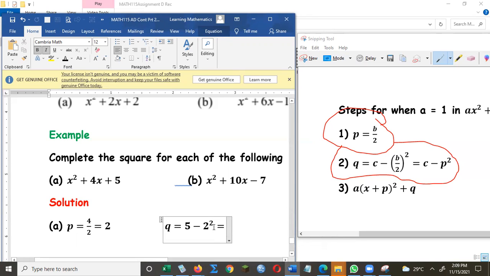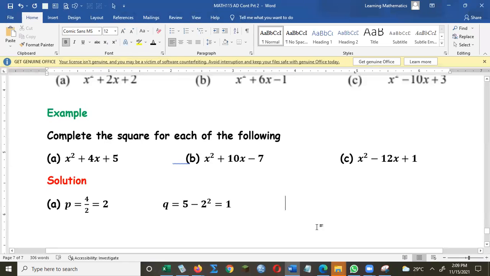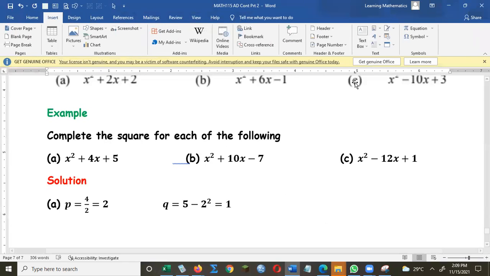So 5 minus 2 squared. 5 minus 2 squared is 1, because 2 squared is 4. So the value of P is 2 and the value of Q is 1. So what is my answer? What's the answer? What must I type there?